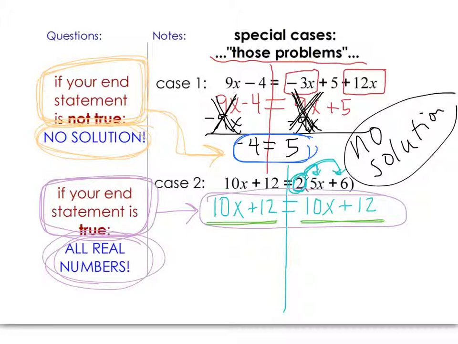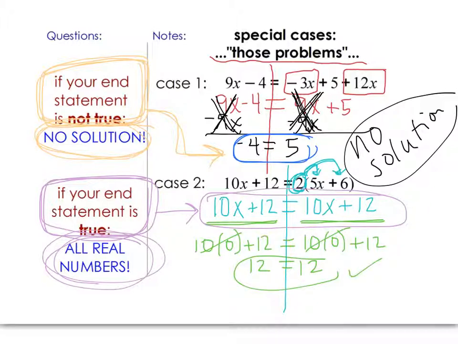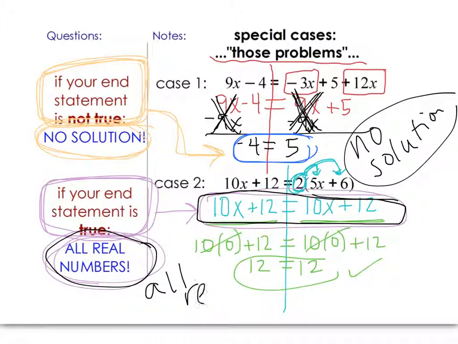Let's try it. What if I put in 0? 10 times 0 plus 12 equals 10 times 0 plus 12. 10 times 0 gives me 0. So 12 equals 12. Does 12 equal 12? Yeah. So your answers for these types of problems where it's the exact same thing on both sides is all real numbers. That's all you have to write on your paper. So flip your page over and try these on your own.